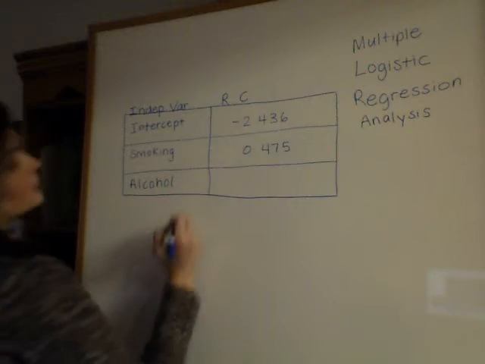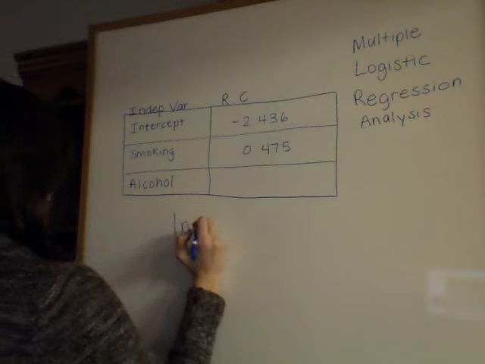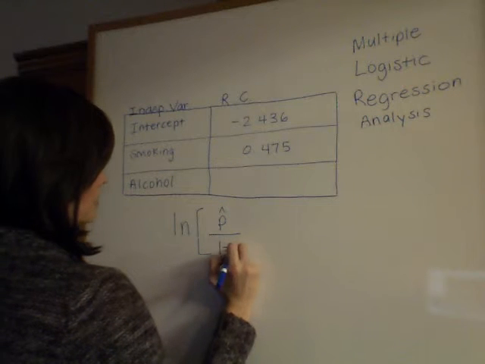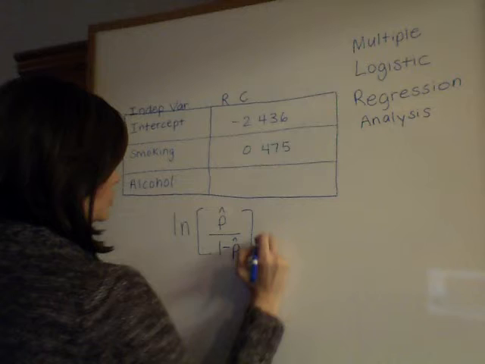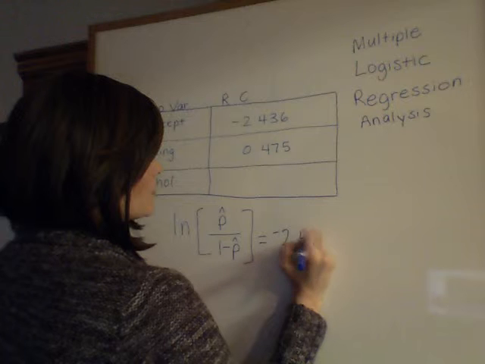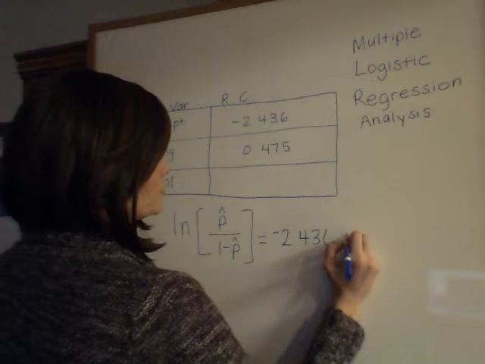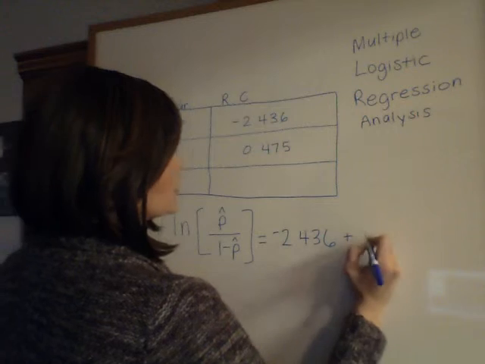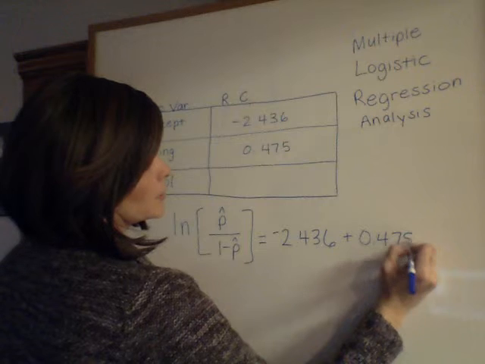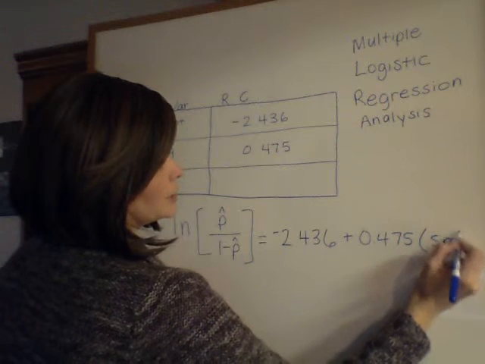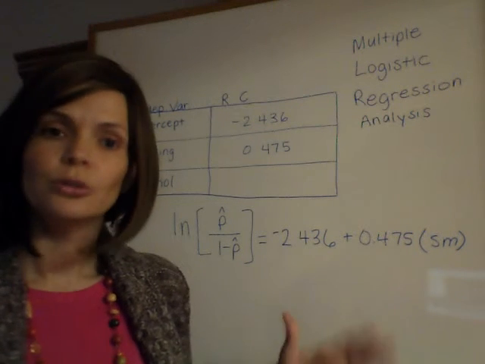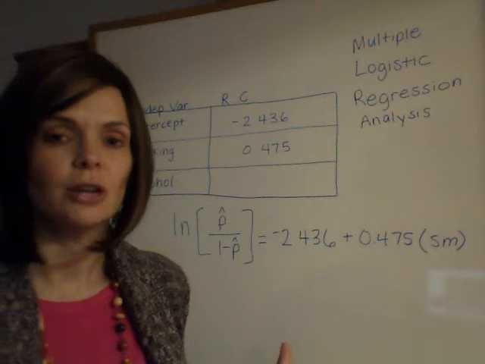So we're going to take a formula: P hat over 1 minus P hat equals, and we're going to plug in our intercept, and we're going to plug in our regression coefficient for smoking. Now, this does not take into account any confounders or anything, so this would be a crude or unadjusted odds ratio when we do this number.